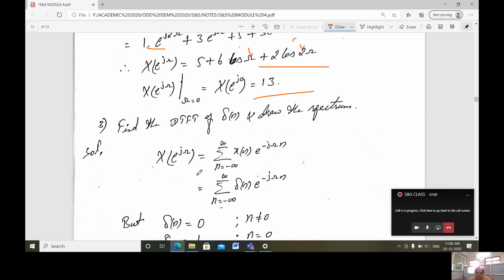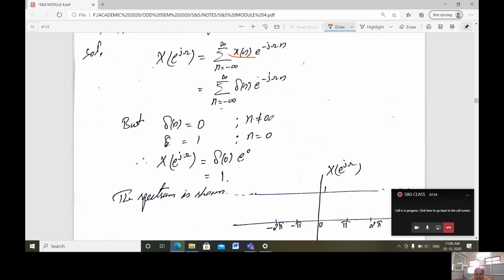Okay. And the next problem is to find the DTFT of delta of n and draw its spectrum. Solution: X of e raised to j omega is equal to summation n varying from minus infinity to plus infinity x of n e raised to minus j omega n. X of n is delta of n. They given that you have to substitute e raised to minus j omega n, but our delta is going to exist at 0 only. Therefore delta of n is equal to 0 for n not equal to 0, and delta of n is equal to 1 when n is equal to 0.